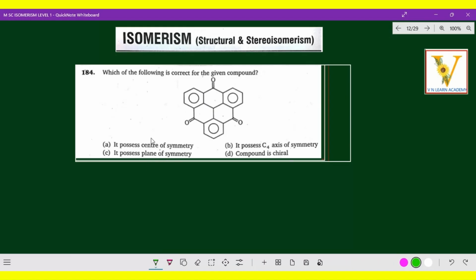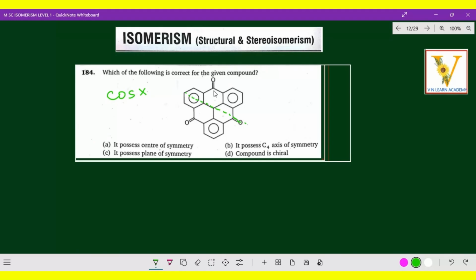As they have given the options: it possesses a center of symmetry, it possesses a C4 axis of symmetry, it possesses a plane of symmetry, and the compound is chiral. Now let us check here. As we observe, three corners are actually C double bond O keto groups, attached with a benzene group. The center of symmetry is not available, because here is benzene and here is C double bond O. So COS is totally absent.